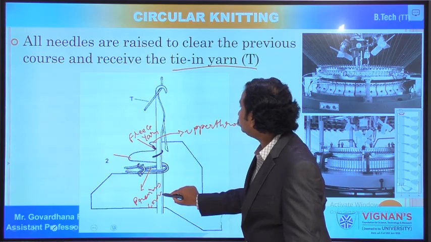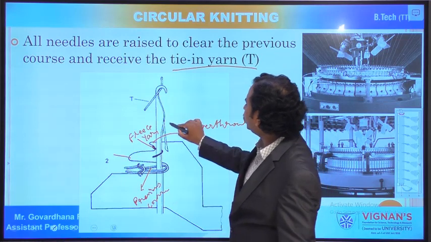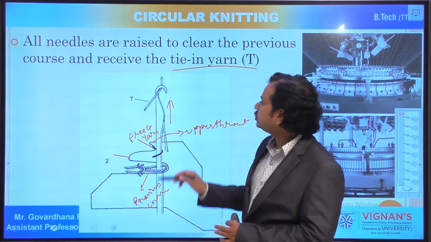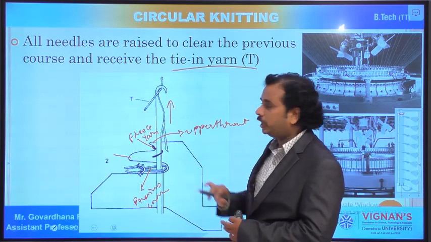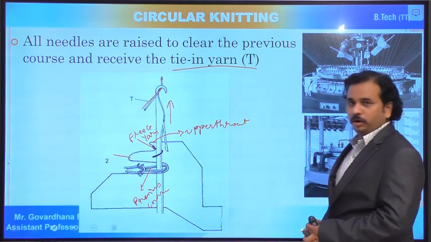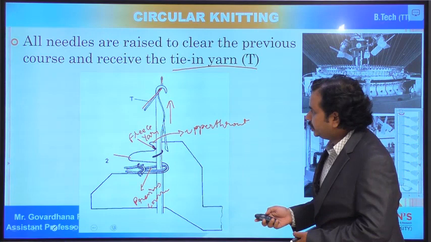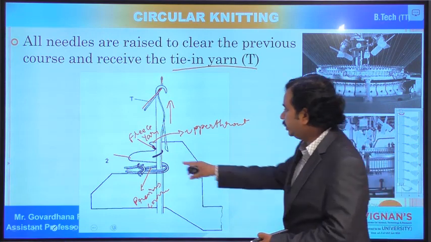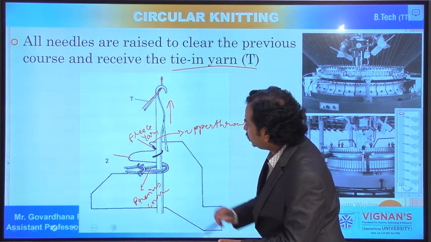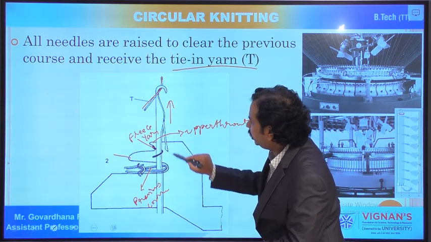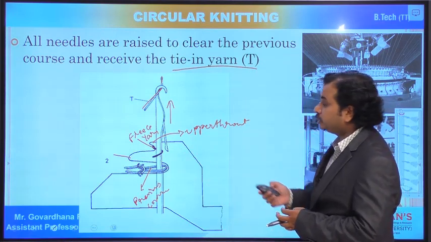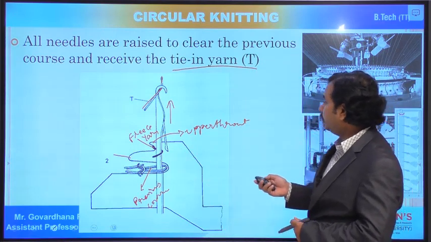After the complete clearing and rising up of all the needles, we feed the tie-in yarn to the needle. This is the second step. After the fleece, you can understand that the fleece yarn is below the latch of the needle. It is not above the latch. It is below the latch of the needle.